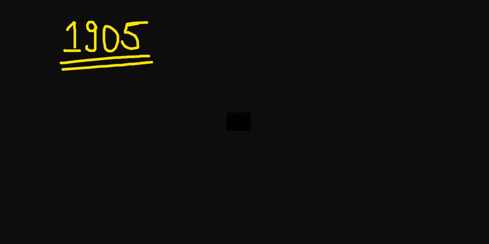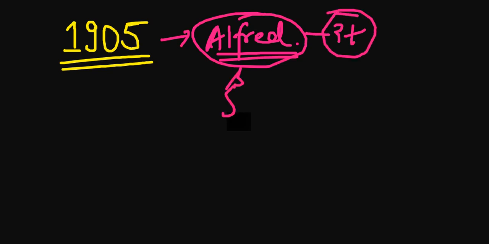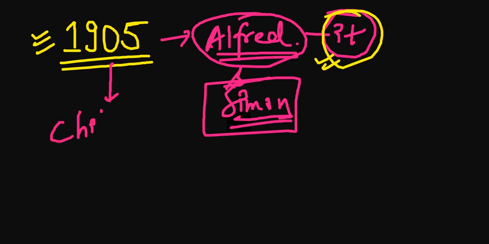So starting first of all with 1905. What happens in 1905 is Alfred Binet, with Simon, came up with the modern intelligence test for the very first time. It was prepared mostly for children.